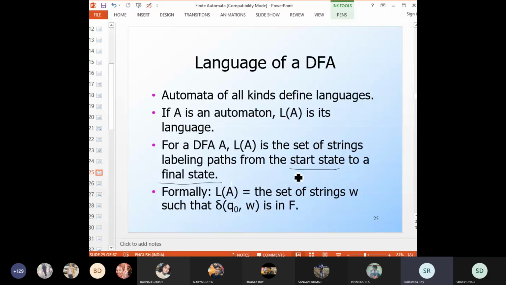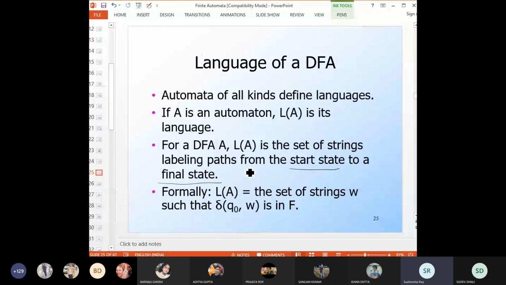So you start from the start state, and by extended delta, or by a series of transitions, you consume that string. For every jump, you sort of eat up one input character, and then when your string is completely eaten up, you try to find out where you are. If you find that you are in a final state, it means the string which you have consumed is part of the language which this automaton accepts, and it is part of the language which is defined by this.